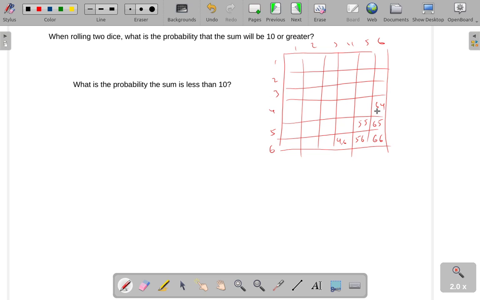So the probability of getting a sum of 10 or greater, let's call this E. The probability of E is 1, 2, 3, 4, 5, 6 out of 36. I could reduce that down to 1 out of 6, and I'd probably want to reduce that. So the probability of getting a sum of 10 or greater would be 1 out of 6. What is the probability of getting a sum less than 10?